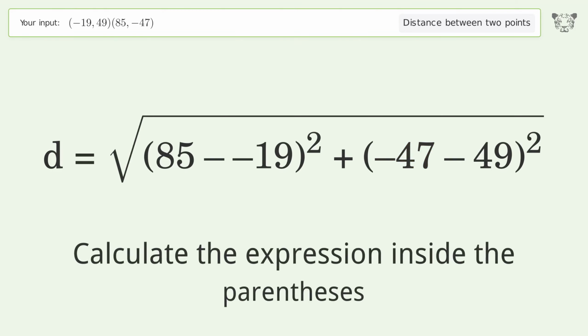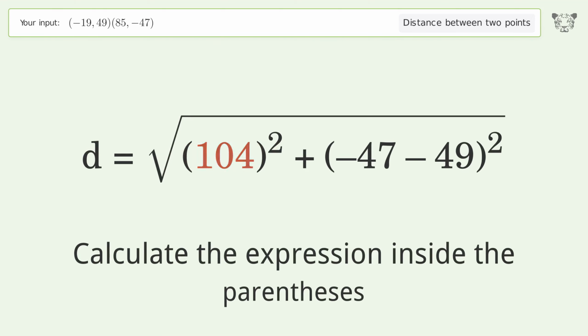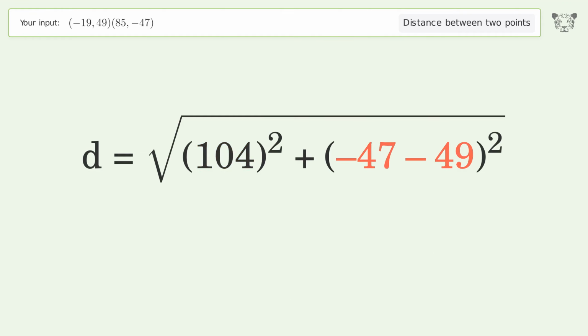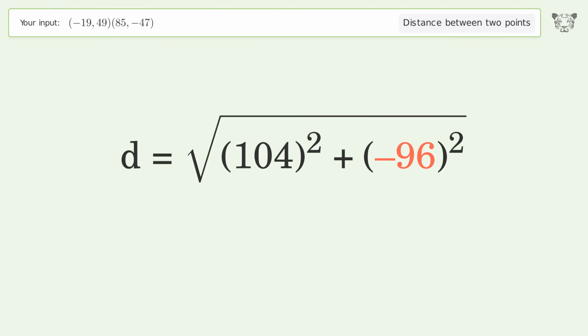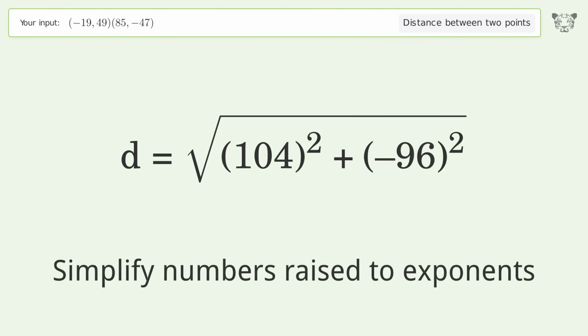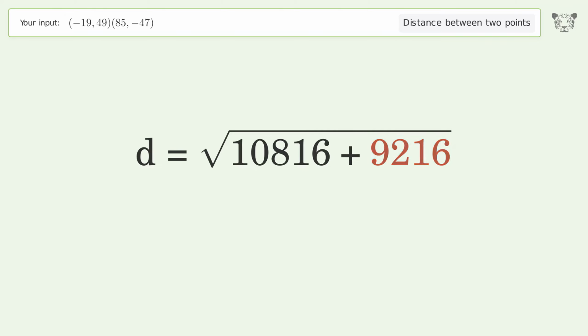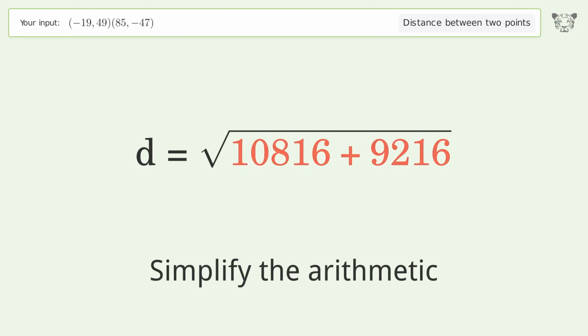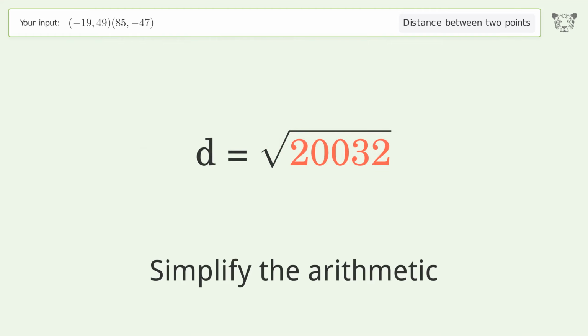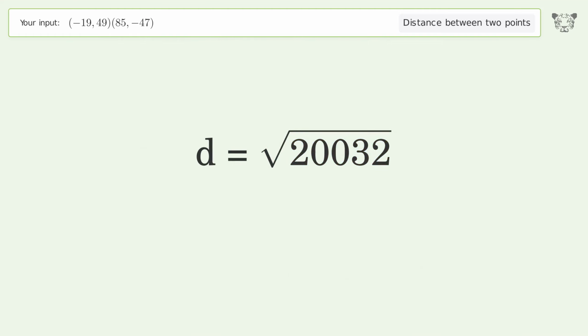Calculate the expression inside the parentheses. Simplify numbers raised to exponents. Simplify the arithmetic. And so the distance between the 2 points is the square root of 20,032 or 141.534.